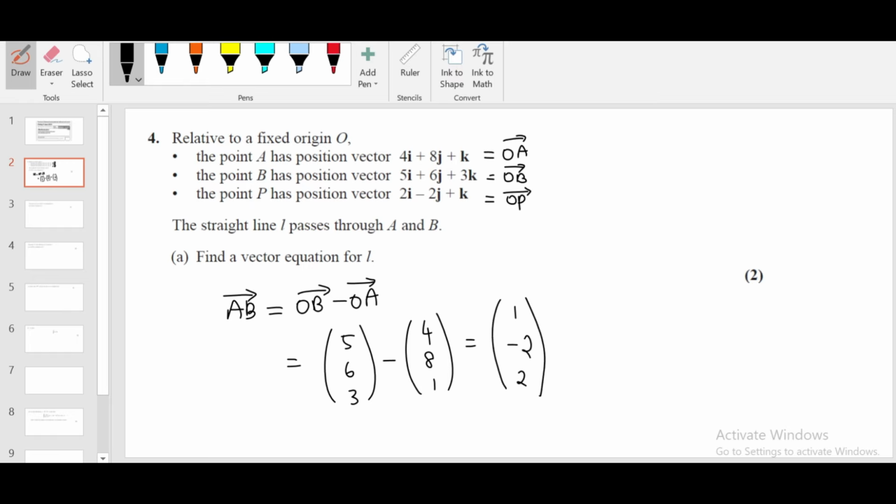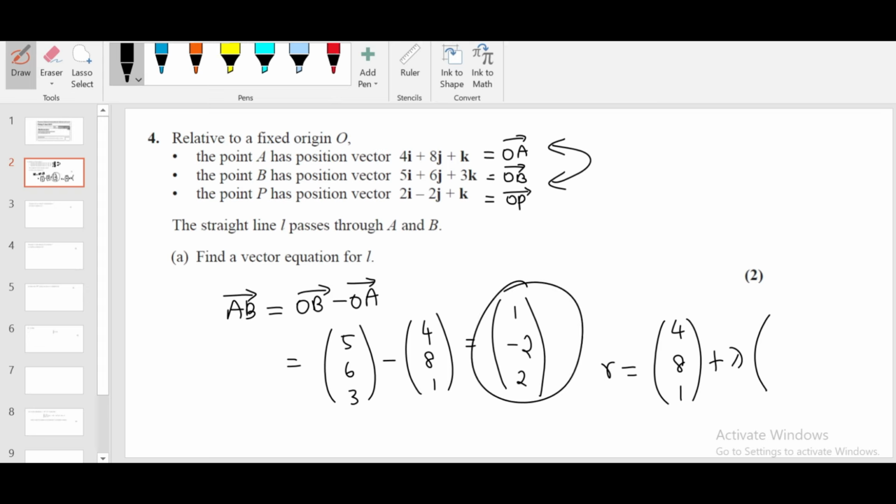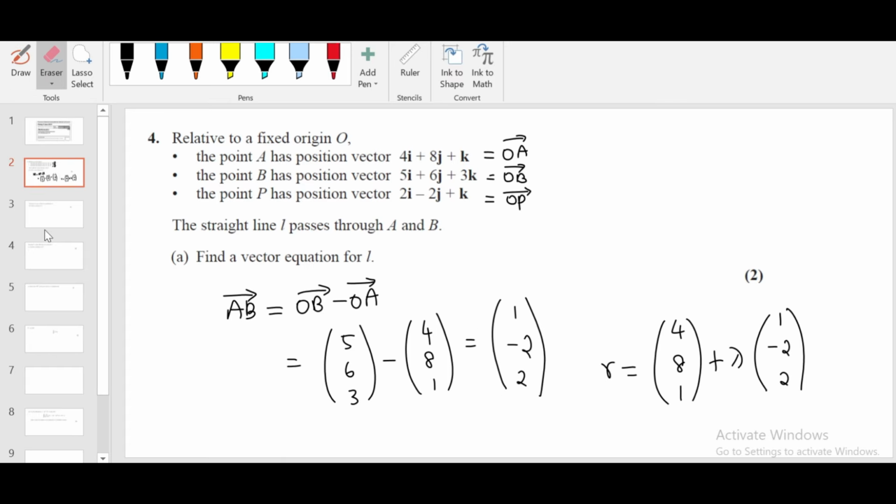So we can straight away write the equation r equals, write the position vector of any one of the points. It's up to you which one you want to use. I'm going to use the first one, (4, 8, 1), plus lambda times AB, which is (1, -2, 2). That's all. That's the vector equation of the line that passes through A and B. It's an easy 2-mark question. Let's move on to part B now.